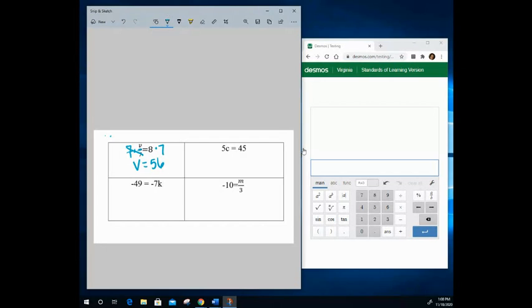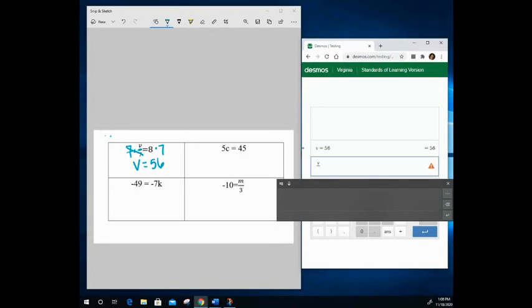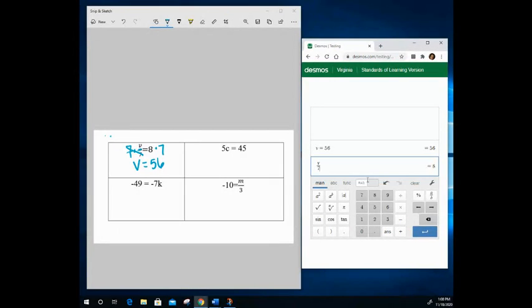Now, if I wanted to check on Desmos, I could do that. I would simply use my keyboard and type in the letter V equals, in our case, we said V is equal to 56. I'm going to hit enter, and then I'm going to type in my equation. My equation originally said V, and then I'm going to type the division key, which is right here, and then I'm going to type 7. Whoops, 7. And then notice how I end up with 8. And that's what we had originally in our equation. So we know that we got the correct answer for that.